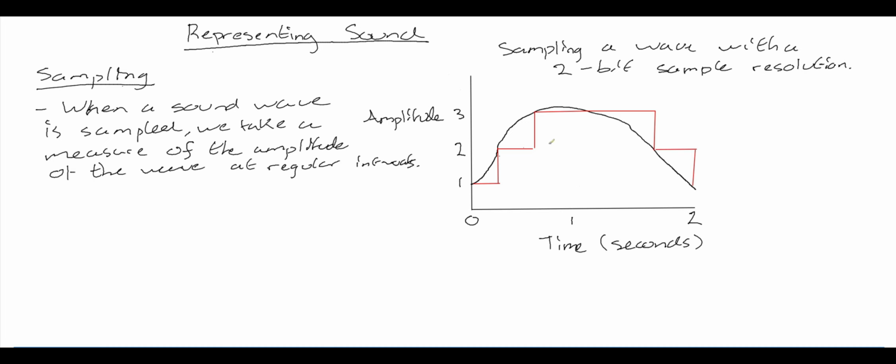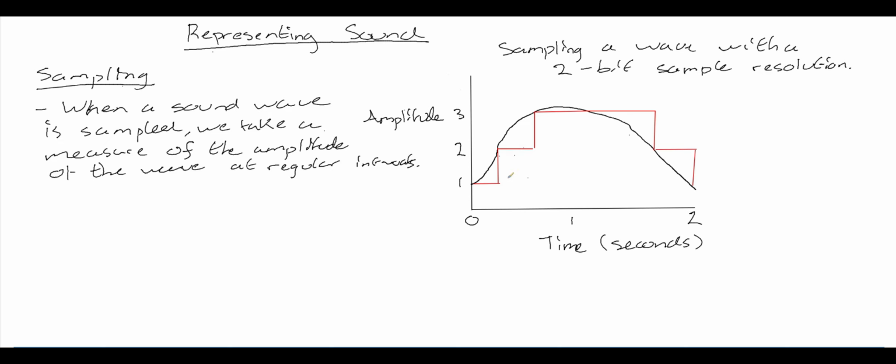Let's take a closer look at this graph over here. The black curved line is my analog wave, and the red line is what my digital representation of this wave is going to be when I sample it at a 2-bit sample resolution. The reason this sample resolution is 2 bits is because we've got 4 different states, 4 discrete values that the amplitude can be. So we've got 0, 1, 2, 3 over here, and if we need to represent 4 values, we need 2 bits to do that. 2 bits can represent up to 4 values.